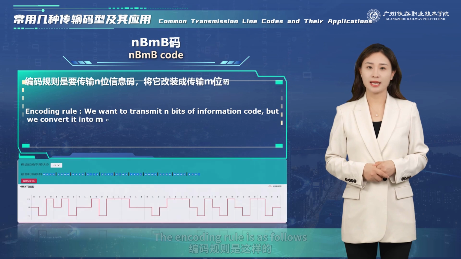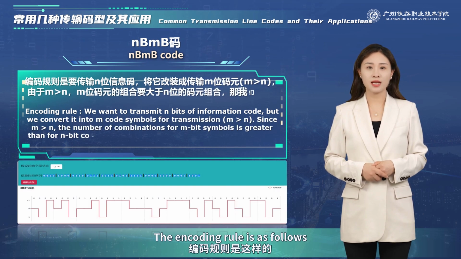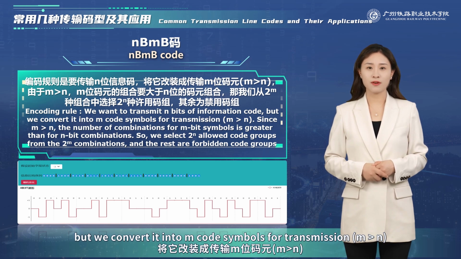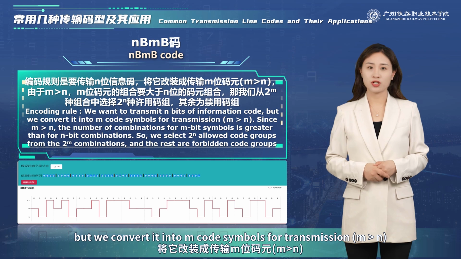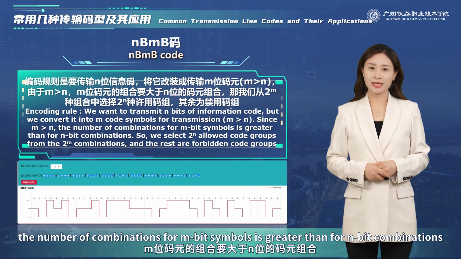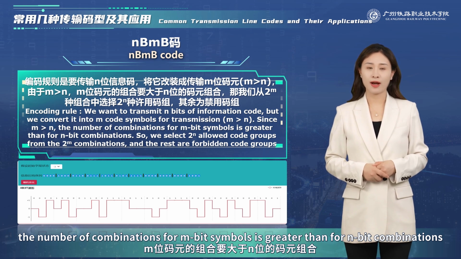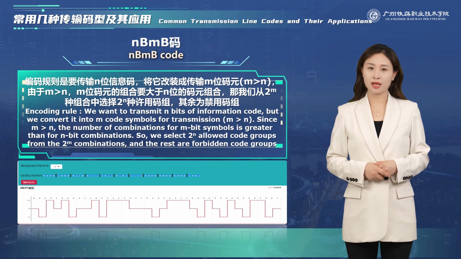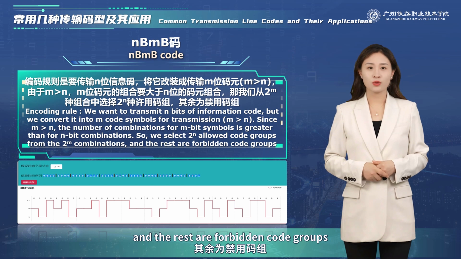MBMB code. The encoding rule is as follows. We want to transmit N bits of information code, but we convert it into M code symbols for transmission. M is greater than N. Since M is greater than N, the number of combinations for M-bit symbols is greater than for N-bit combinations. So we select the 2 to the power of N allowed code groups from the 2 to the power of M combinations, and the rest are forbidden code groups.